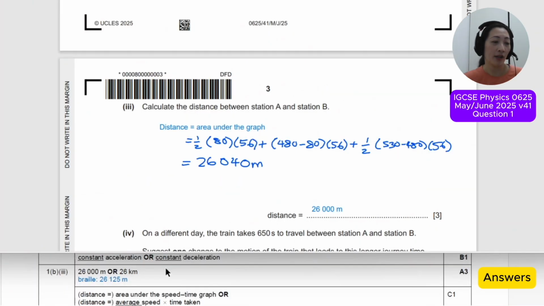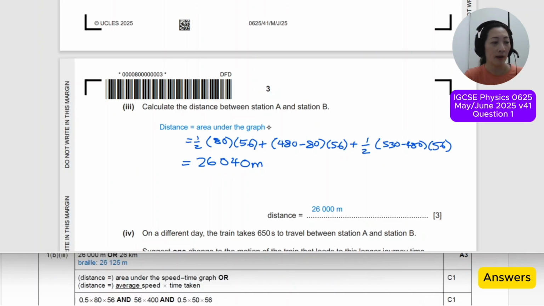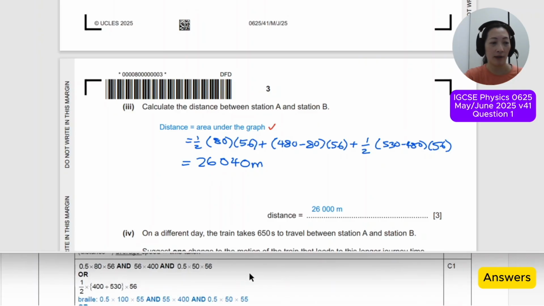So for the mark allocation here, as long as we get the correct number with unit, you will straight away get 3 marks. But just to break it down, in case you didn't get the full marks, you can get 1 mark for mentioning the distance under the graph. So that's 1 mark. And you also get 1 more mark for the correct substitution, which is over here.